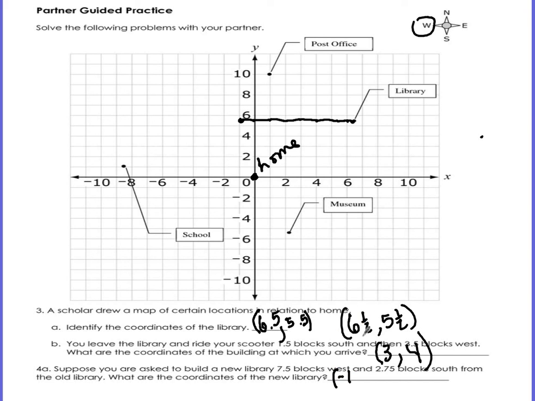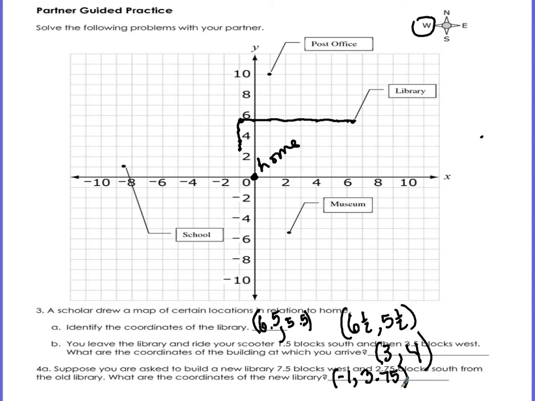And I know that because the library was at 6.5. So if I go 7.5, I'm going to pass 0 and get into the negative world. All right, so I know it's going to be on -1. And then 2 7/75 blocks south from the old library. So 2 7/75, so that would be 1, 2. This would be half, and then another 25/100. So this would actually be 3 7/75, but it's up, so it's positive.